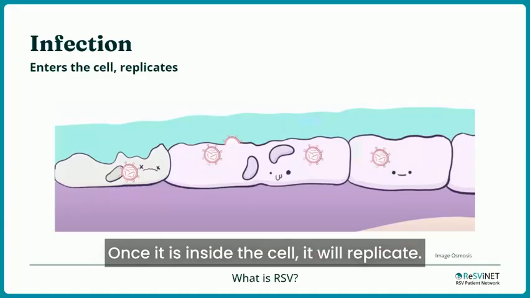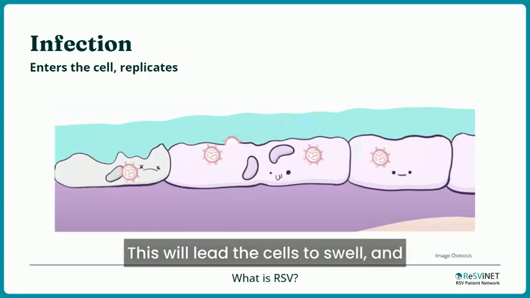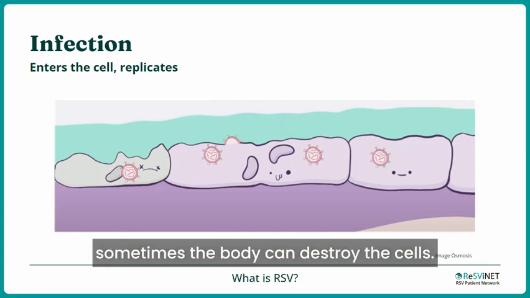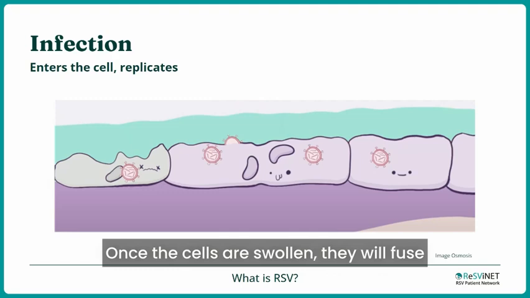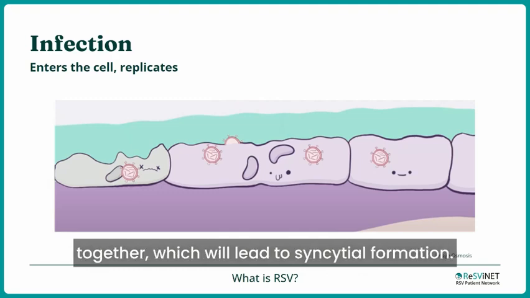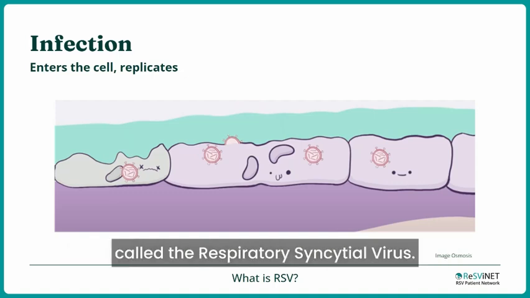And once it is inside the cell, it will replicate, and this will lead the cells to swell, and sometimes the body can destroy the cells. And once the cells are swollen, they will fuse together, which will lead to syncytia formation. And that is why it is called the respiratory syncytial virus.